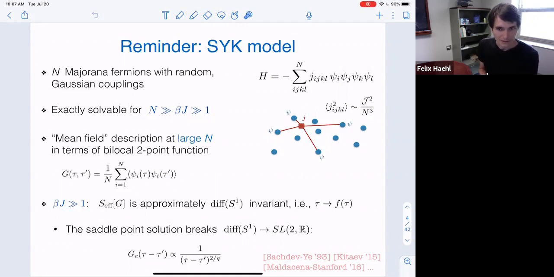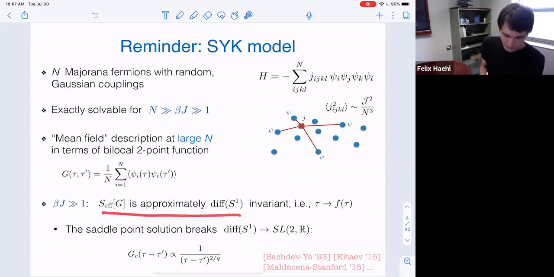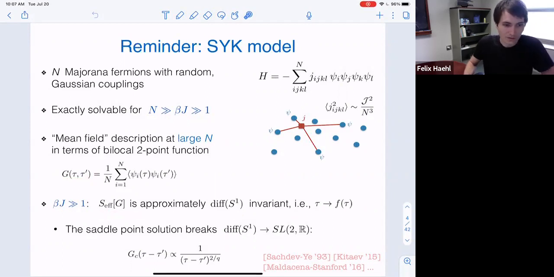In this strong coupling limit, there's an effective description for this bilocal field G. There's an effective action, and it becomes approximately invariant under arbitrary reparametrizations of tau. However, this emergent conformal symmetry is spontaneously broken when you consider the saddle point solution. This conformal scaling solution with scaling exponent 1/q breaks this general reparametrization symmetry to an SL(2,R) symmetry.